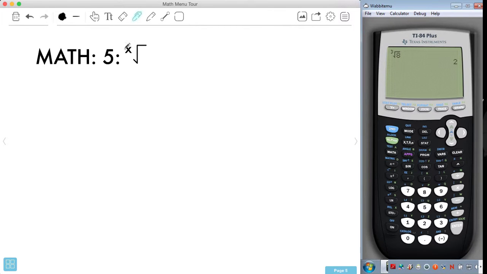The next option, the xth root, is for doing a higher root than even cube root. Again, I know the 5th root of 32 happens to be 2.